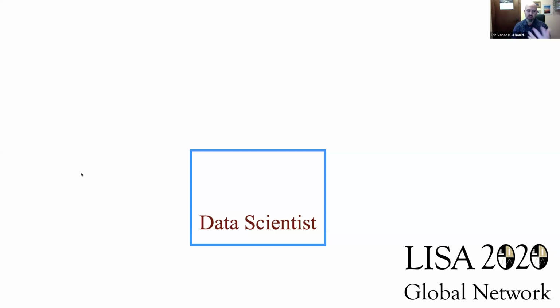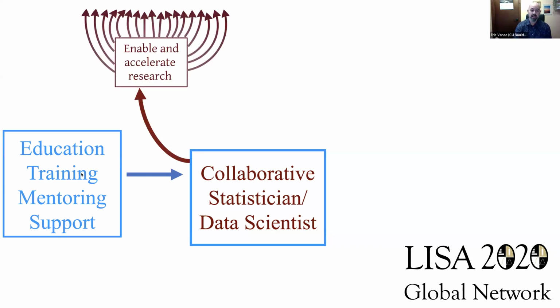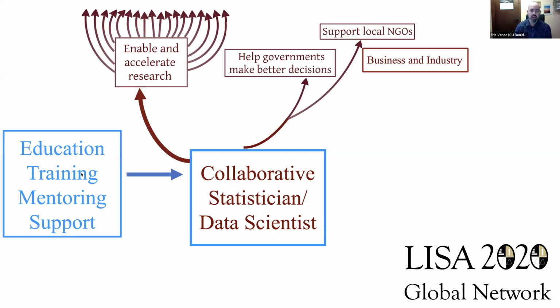So the idea really is that we start off with a statistician or a data scientist, and then with education, training, mentoring, and support, that person can become what I would say a collaborative statistician or data scientist. So the training and collaboration can then turn somebody who has good technical skills into somebody who can work with domain experts to enable and accelerate research, to help governments make better decisions, support non-governmental organizations, and help business and industry make data-driven decisions. So that's what I consider to be the collaborative statistician who is working with these domain experts to really bring statistics out into the world for the benefit of society.